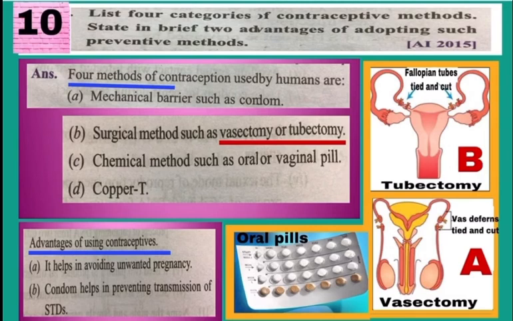B part of the question, state in brief 2 advantages of adopting such preventing methods. Advantages of using contraceptives are: A. It helps in avoiding unwanted pregnancy. B. Condom helps in preventing transmission of STD.